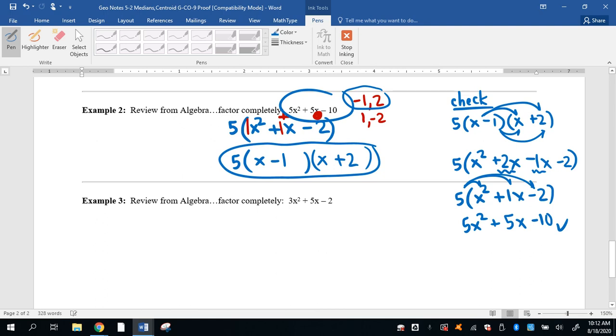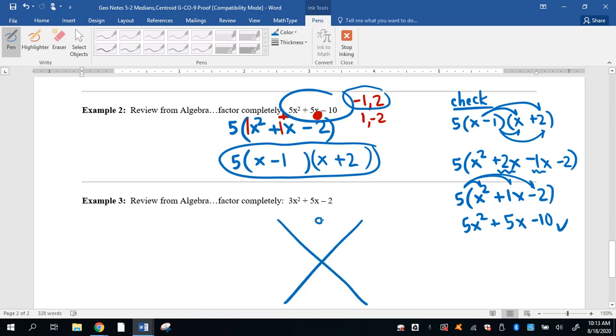Now, with example 3, we're going to factor completely. The first step: is it in standard form? Yes, it is. Second step: can you factor out a greatest common factor? You cannot. So our third step now is to look at the leading coefficient. It is not 1. So in this case, we're not going to do the double bubble as we did before. We're going to do crisscross split the middle term.